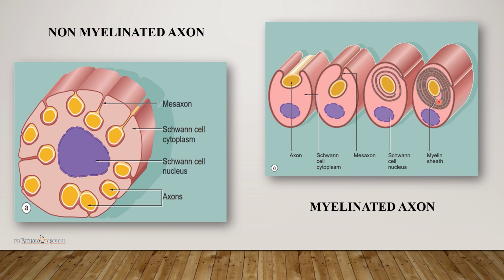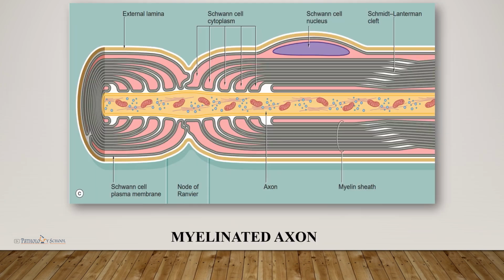The outer sheath of Schwann cell forms the neurilemmal sheath, which is important in regeneration and repair of the axon. So it is absent in the central nervous system. In non-myelinated axon, a single Schwann cell covers many axons. So it does not form a myelin sheath and neurilemmal sheath, so it cannot regenerate.